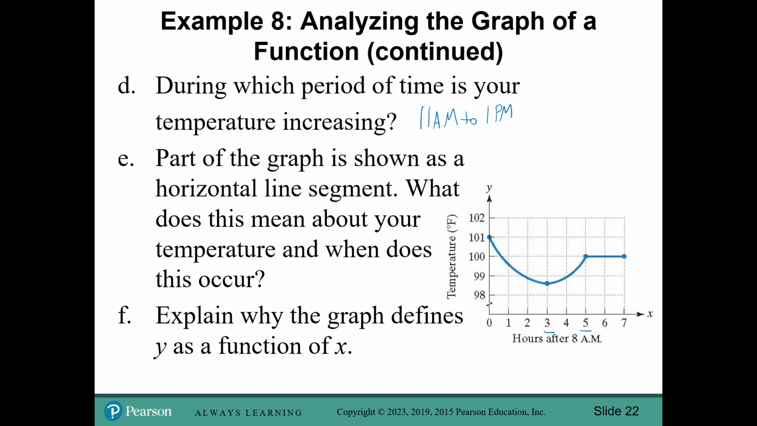Part of the graph is shown as a horizontal line segment. What does this mean about your temperature, and when does this occur? Well, that horizontal line segment means that our temperature is consistent, right? So our temperature is consistent. And this occurs from 5 hours after 8 a.m. to 7 hours after 8 a.m. Well, 5 hours after 8 a.m. is 1 p.m., which means that 7 hours is 3 p.m.